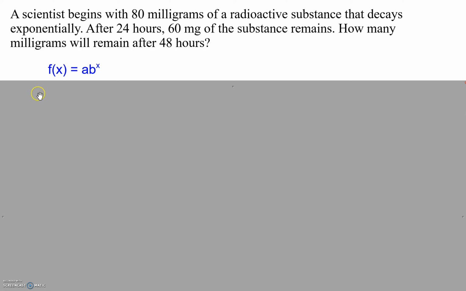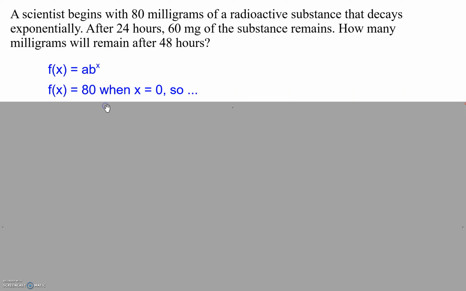Our most basic exponential function can be written as f of x equals a times b to the x. There is another formula for exponential growth and decay that involves the e, the Euler number, but that's more complicated to use in this particular problem. So I'm going to go with a simple approach.